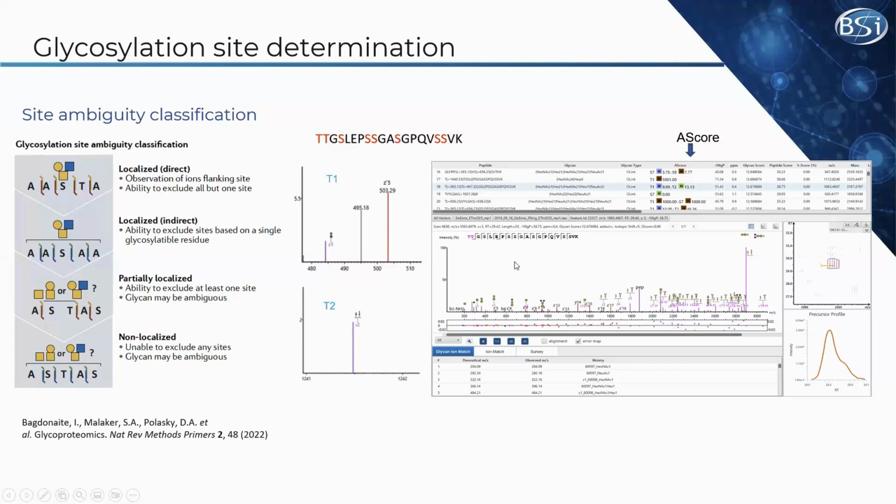And so to provide users some confidence in assigning glycosylation sites, we provide what's called the A score. So the A score represents the probability that that glycan occurs at that site and not any other site within that peptide.